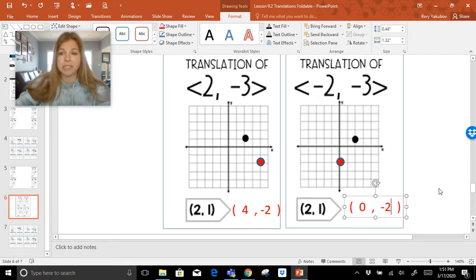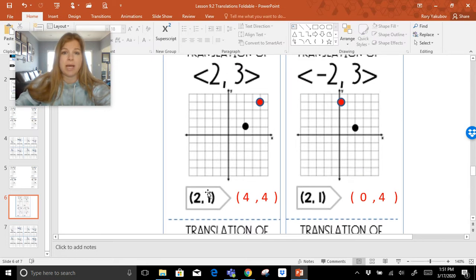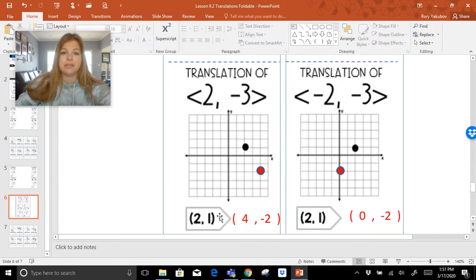Now, something you might have noticed for all of these is that if I was looking at the ordered pair of 2, 1, I'm really just adding on my translation to make the new coordinate point. So 2 plus 2 is 4, 1 plus 3 is 4. 2 plus negative 2 is 0, 1 plus 3 is 4. 2 plus 2 is 4, 1 plus negative 3 is negative 2. 2 plus negative 2 is 0, 1 plus negative 3 is negative 2. It's not a coincidence that it works out that way.